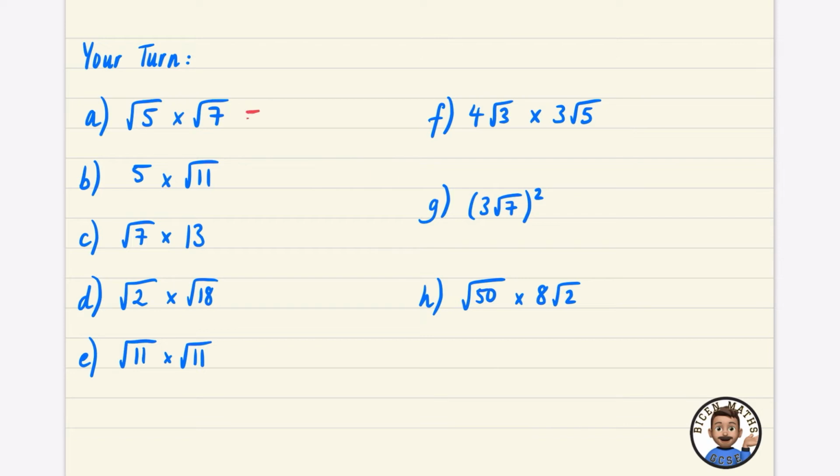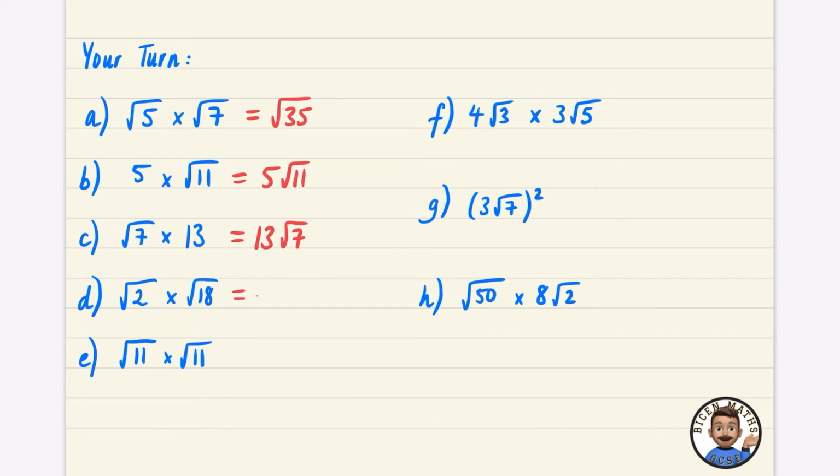Okay, root 5 times root 7 is just going to be the square root of those bits multiplied together because they are both in root signs. This one is not going to be root 55 because this is a whole number and this is the surd. So it's just going to be written as 5 root 11. We always start with the non-surd, so it's going to be 13 root 7 for this one.